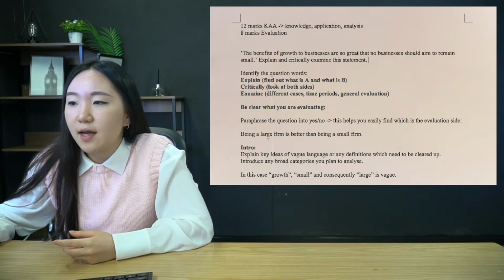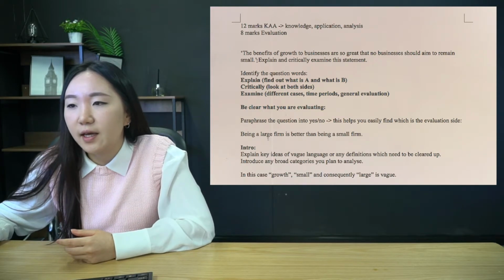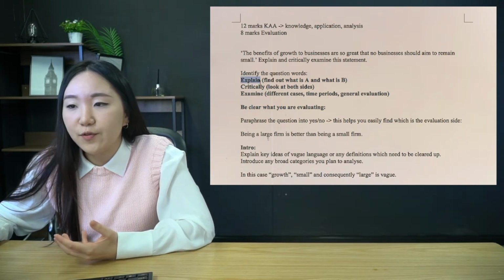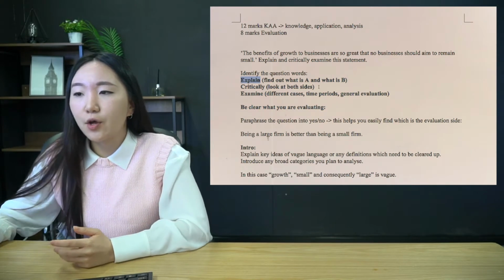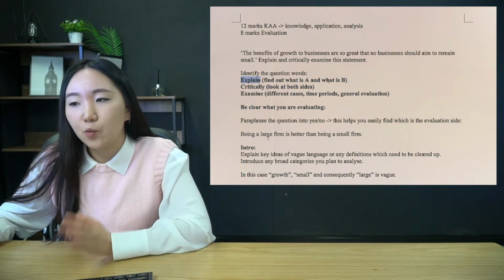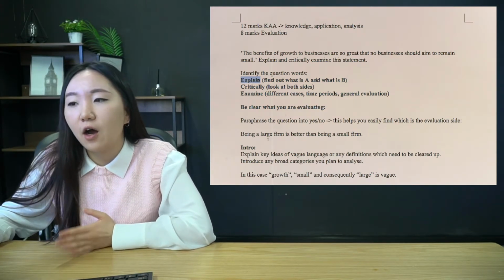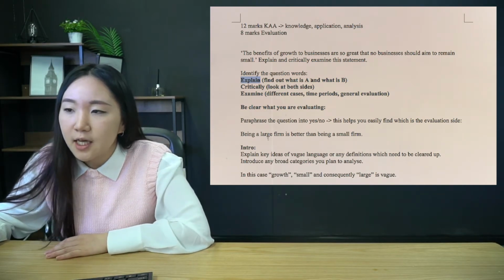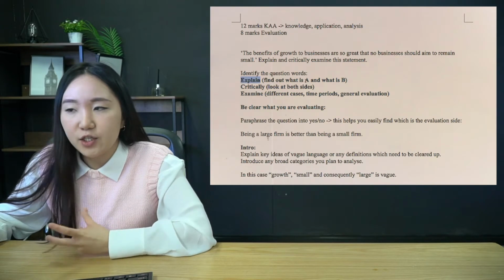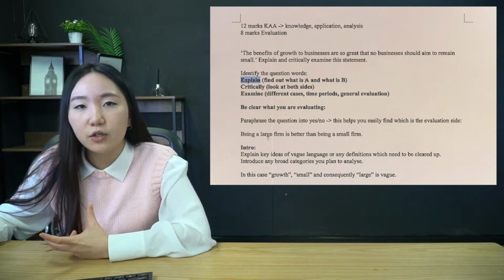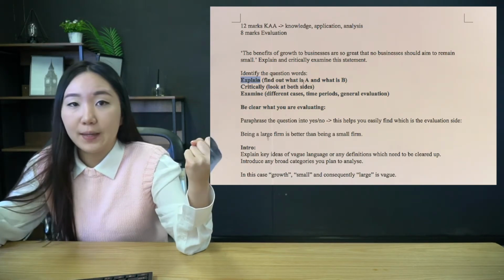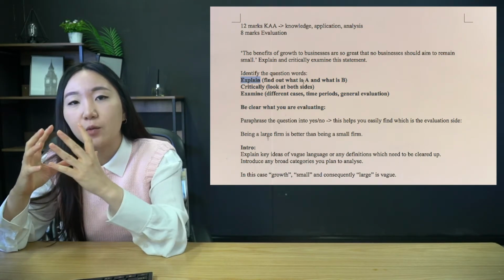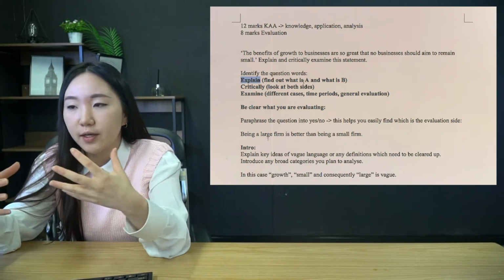So first thing to do is identify the question words that we've got here and understand what they want us to do. So we've got explain. So basically in this case, we have to find out what is A and what is B, and then understand how A leads to B. And I'll explain a little bit more about that later. But basically the explanation or mechanism part is asking you, how do you get from point A to point B, and explain everything in between with as much detail as possible, okay?